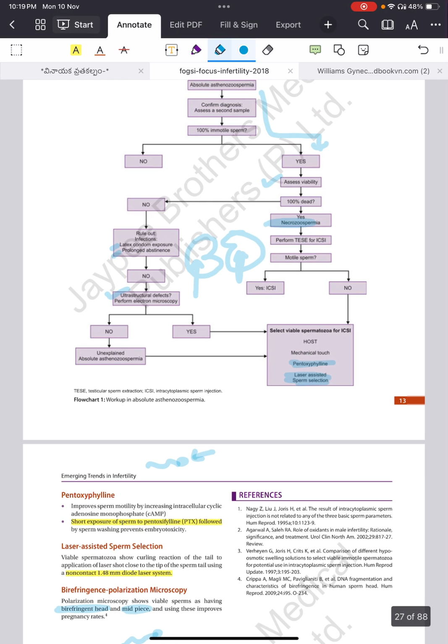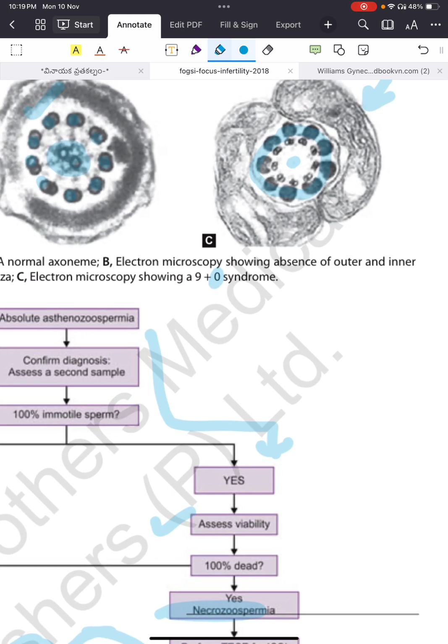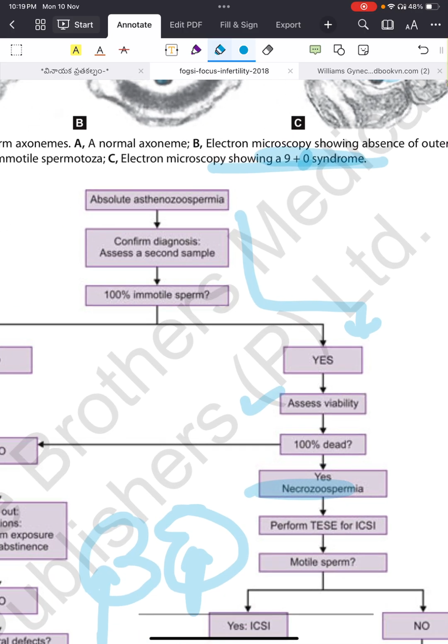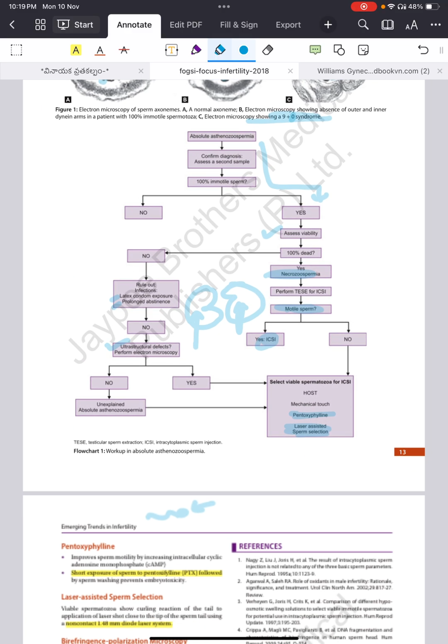So in this chapter, I feel that this image is very important. They can give this image and ask you what the syndrome is; that is 9+0 syndrome. Another is this flowchart. If there is absolute azoospermia and absolute necrozoospermia, and if you perform TESE and find motile sperm, then you can directly go for ICSI. And if even with TESE there is no motile sperm, then you'll go for sperm selection. They can ask this question.